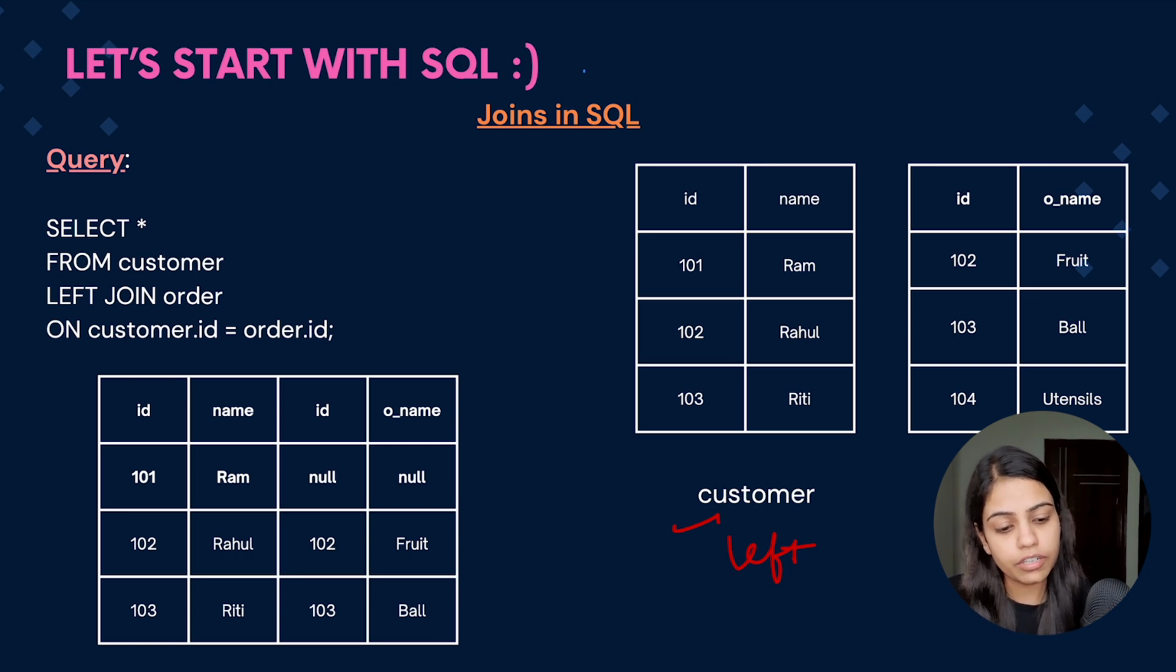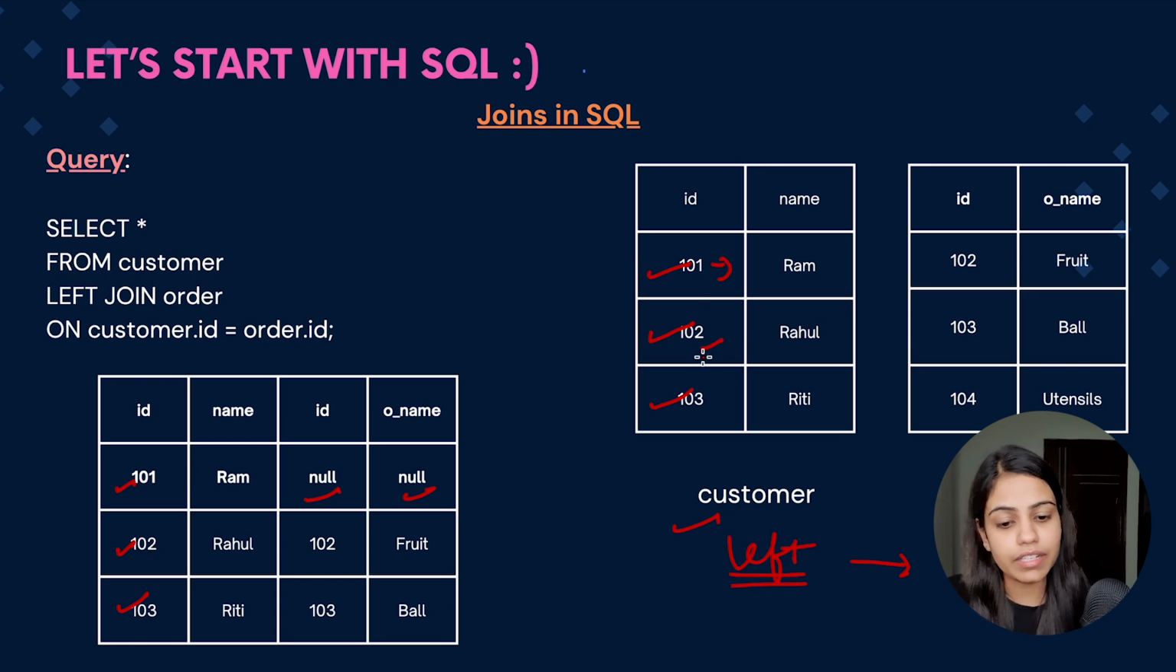Now in the left outer join what will happen? It will take all the values of the left table and then the common values between the left as well as right table. Firstly it will take all the values of the left table, that is 101, 102 and 103. Then it will find the common values between these two tables. Is ID 101 present here? No, ID 101 is not present here. So for the order table we will fill null values for ID 101.